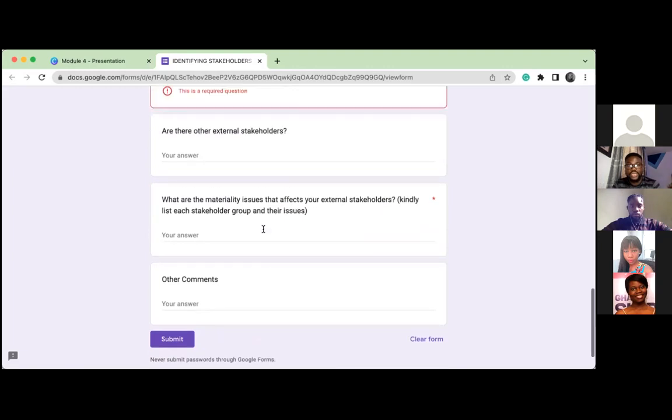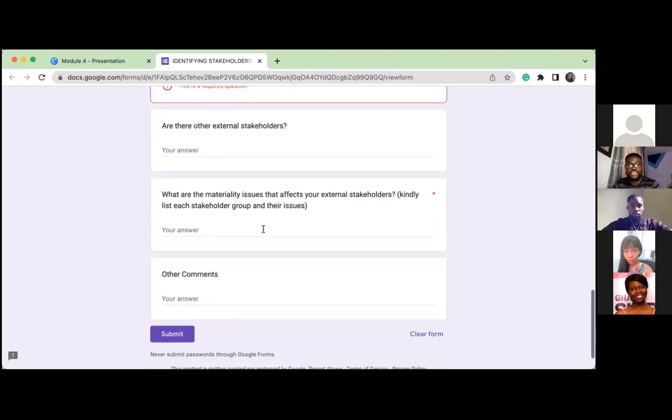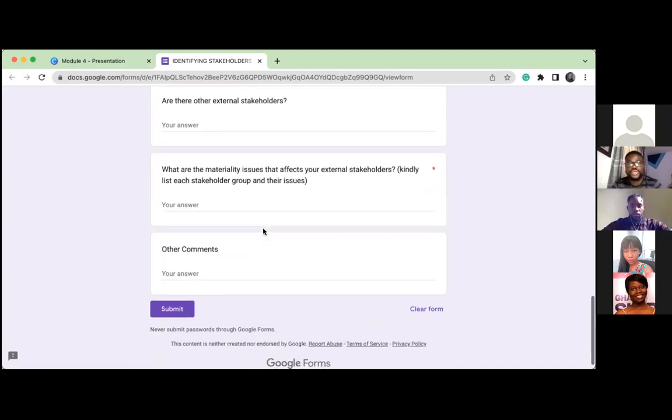Yes. And then the last question, what are the materiality issues that affect your external stakeholders? Right. It could be a supply chain problem. It could be a hike in price. High prices is affecting them. It could be poor yield. Depends on your space or your sector.